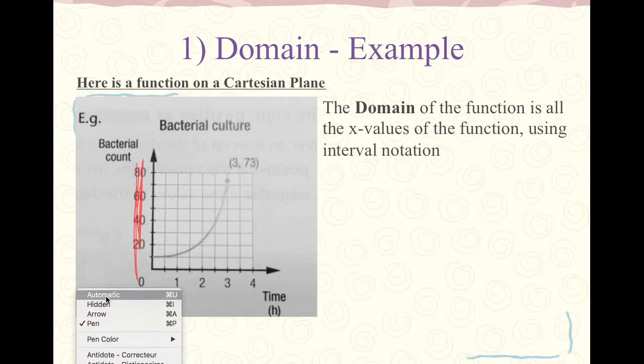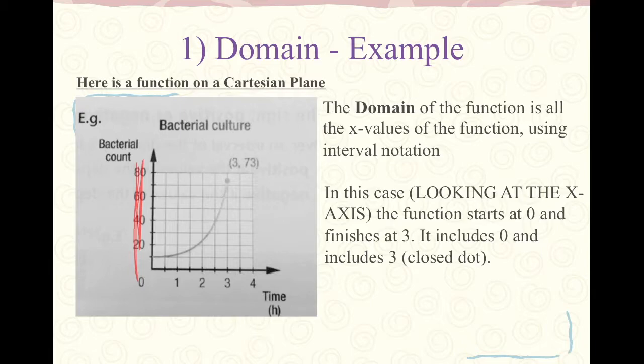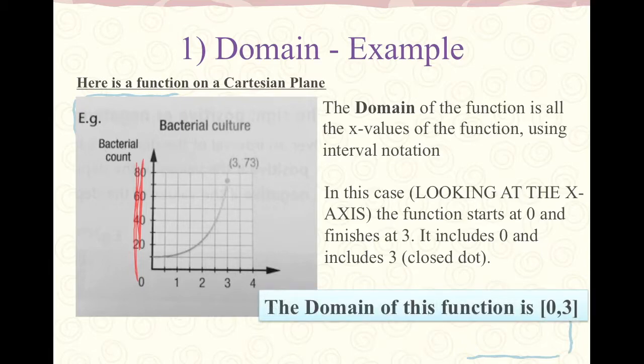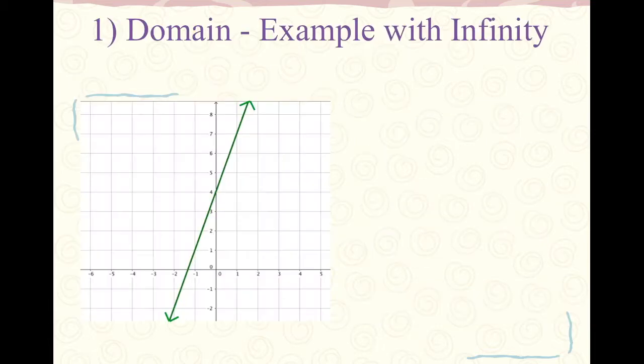Now, if we look here, it starts at 0 and it ends at 3. So the domain of this function is 0 to 3. If we use square brackets, it's including 0 and including 3, and we write our comma in the middle. Now, that was easy because it started and it ended at certain points. You saw it, it was no big deal.